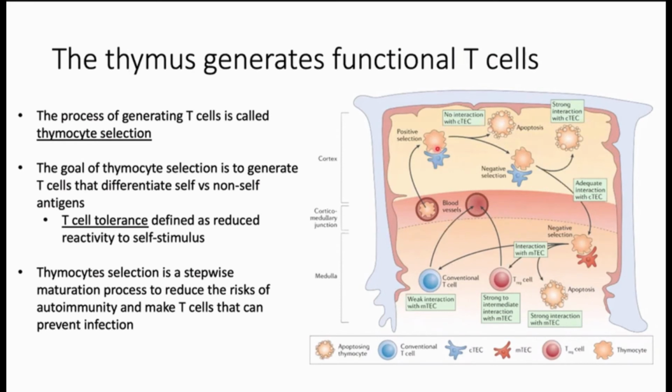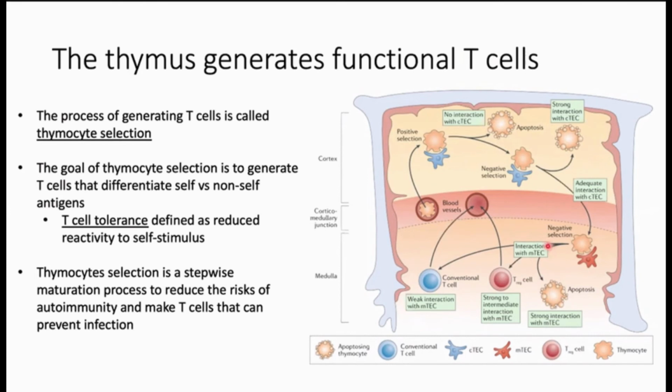As they're maturing, they're interacting with them, and if there is no interaction with the cTECs, they're going to die by apoptosis, or if there is too strong of an interaction with the cTECs, they're going to also die. As they're still functionally maturing, they finally reach a stage at which they will then transverse over to the medulla, and they will start to interact with mTECs. Again, if there's too strong of an interaction, they're going to die, and I'll be talking about why that is.